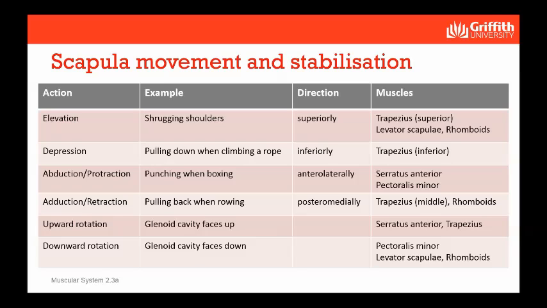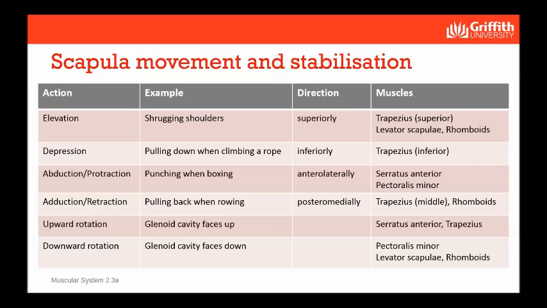Abduction and protraction of the scapula occurs when we punch or box. The scapula moves anterolaterally when the serratus anterior and the pectoralis minor contract. Adduction and retraction of the scapula occurs when we pull the arm back while rowing. The scapula moves in a posteromedial direction when the middle fibers of trapezius and the rhomboid muscles contract.